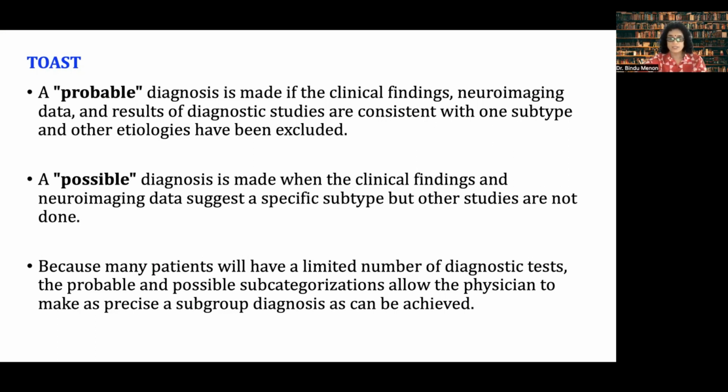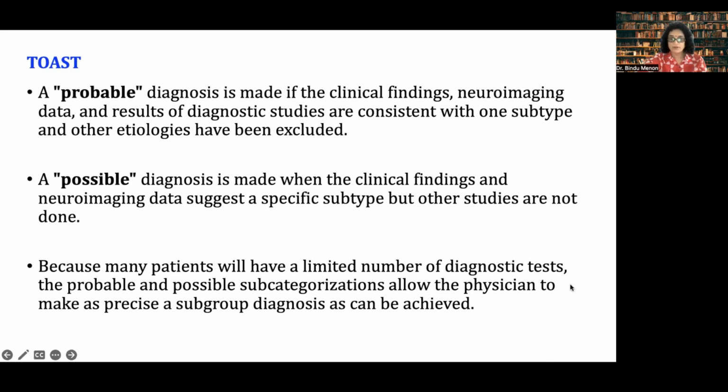A possible diagnosis is made when the clinical features and neuroimaging suggest a specific subtype, but other studies are not done. Like the patient came and had an MRI, he has a basal ganglionic lesion, he is hypertensive, and he comes to the outpatient, he refuses, or for some reason he's not able to get his other tests done, like the carotid and vertebral Doppler and the 2D echo. But from the clinical features, that he has a dense hemiplegia and he has a lacune, most probably it falls under small vessel disease, but we have to write down that he has a possible small vessel TOAST 3 classification.